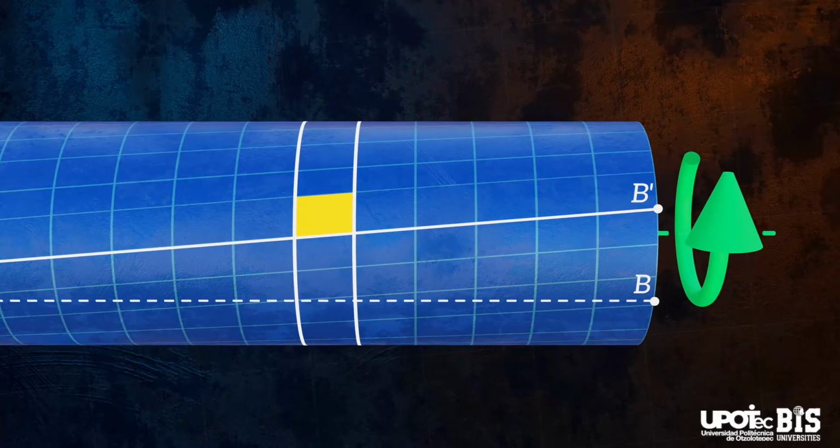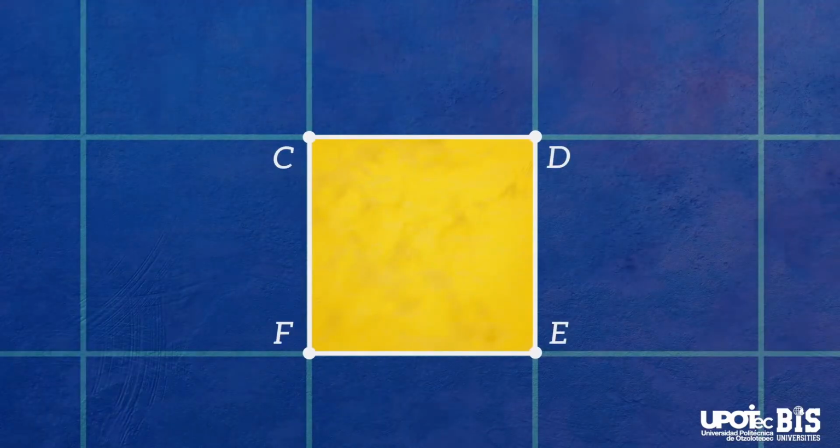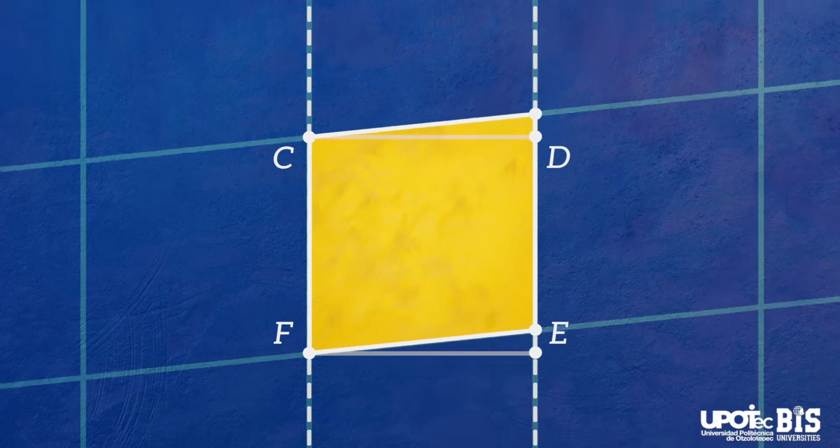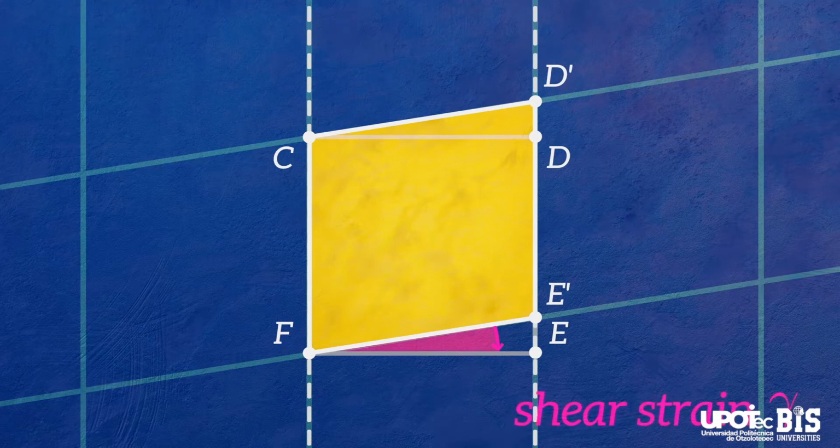Let's take a closer look. Because the bar is axis symmetric, we know that individual cross-sections will rotate but won't get distorted, so the sides CF and DE of the element will only move vertically along the lines shown here. After the torque is applied, the angles of the element are no longer 90-degree angles. This gives rise to a shear strain, which corresponds to the angle you can see here.